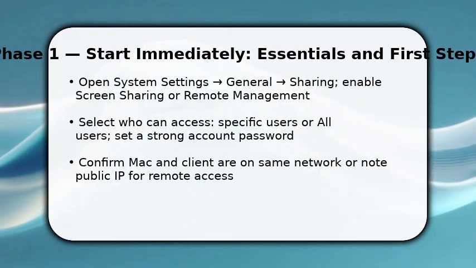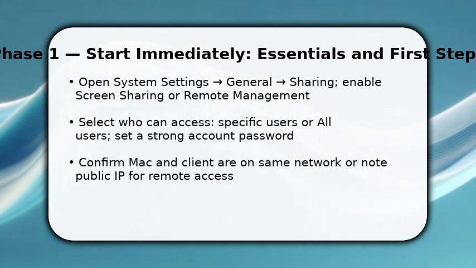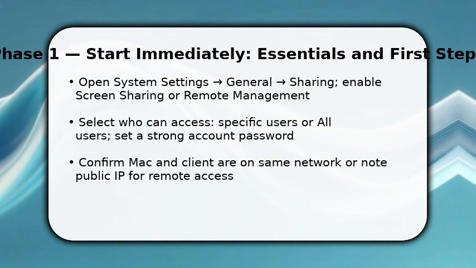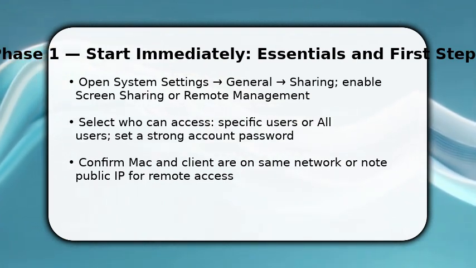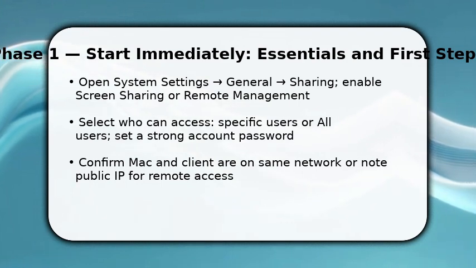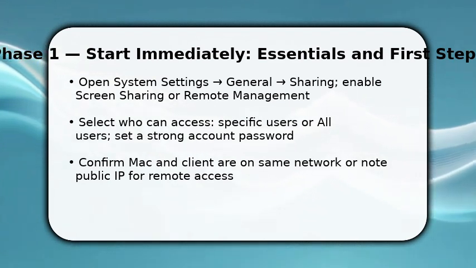You start by turning on screen sharing so the Mac accepts remote connections. This is both the permission and the gate. Open System Settings, go to General, then Sharing, and toggle Screen Sharing or Remote Management. Once done, pick which users may connect and set a strong local account password. This controls who gains control.